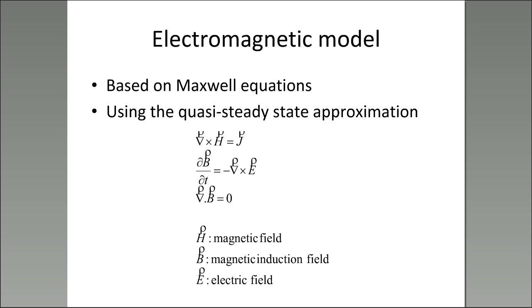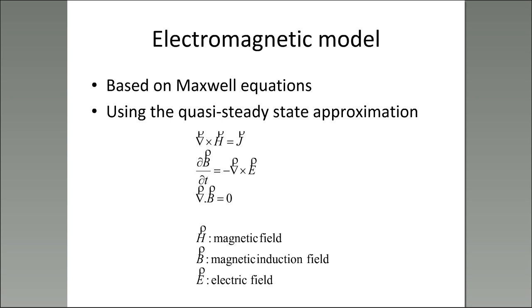You have the induction law, where variation of the magnetic field will give rise to an electric field, so minus the curl of E, which is equal to dB over dt, and the divergence of the magnetic field, of course, which is equal to 0.